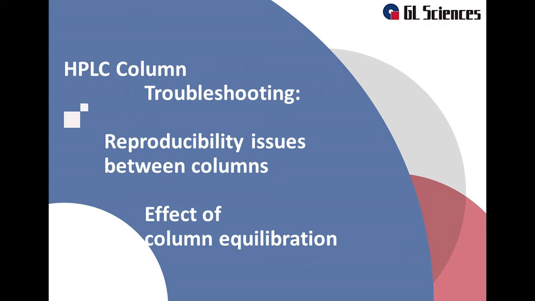This video discusses HPLC column troubleshooting concerning reproducibility issues between columns. There are many causes. This time we will focus on lot-to-lot variation.